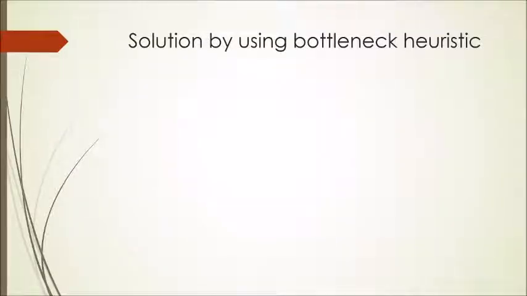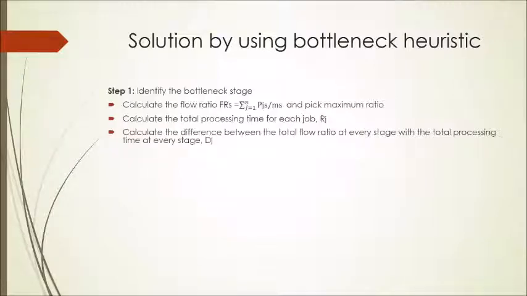To solve this kind of problem using bottleneck heuristic, we need 3 steps. Step 1 is to identify the bottleneck stage. First, we calculate the flow ratio between the total processing time and the number of available machines at each stage, and select the stage with the maximum flow ratio. Then, we calculate the total processing time for each job at every stage before the bottleneck stage and denote it by Rj. After that, we find the difference between the total flow ratio at every stage and the total processing time at every stage and denote it by Dj.